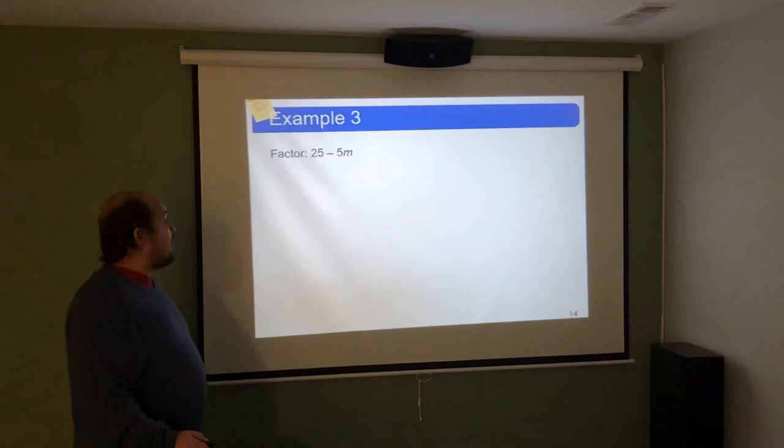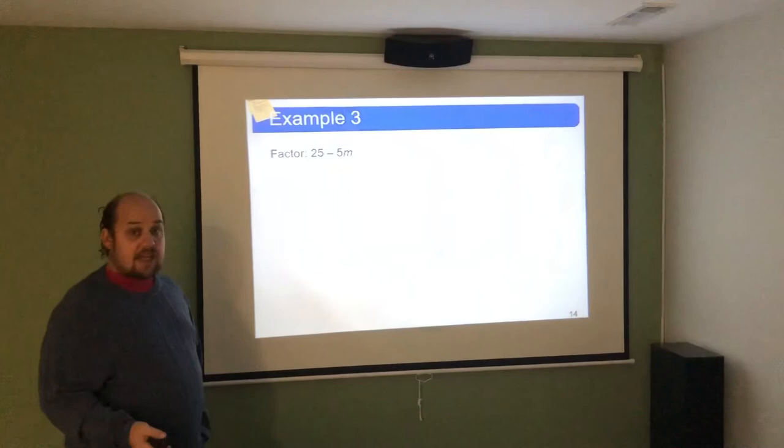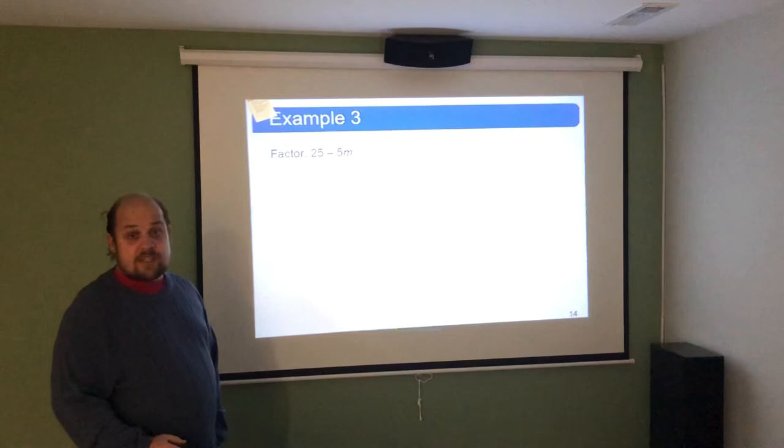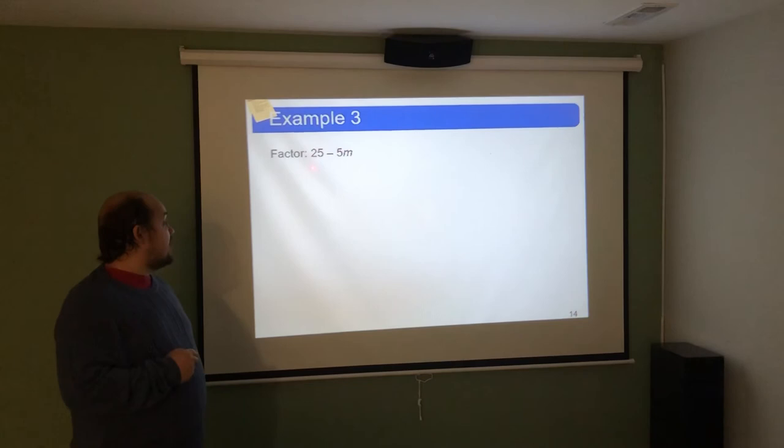When I'm trying to factor 25 minus 5m, I realize this has an m, but this does not, so there's not going to be any variable that I can take out of both. When I go to factor 25 as a prime factorization, it becomes 5 times 5. That means the common factor I can take out of each of these is 5.